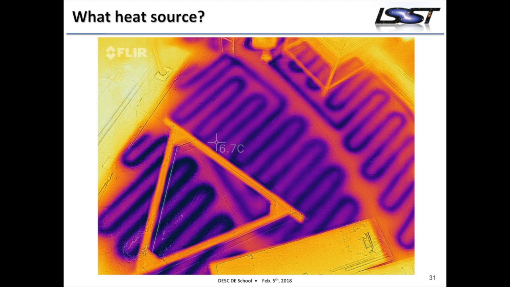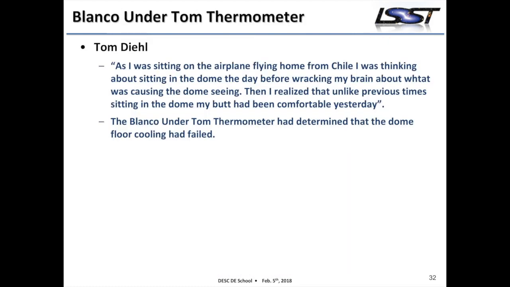It's cold. So the Blanco under Tom thermometer has a story that goes something like this. Tom Deal was on an airplane. We'd been fighting this problem for a month. He's on the airplane flying home, and he's thinking to himself, yesterday when I was contemplating on the dome floor, I remember that my butt was quite comfortable. And so the Blanco under Tom thermometer told us that the floor cooling had failed.